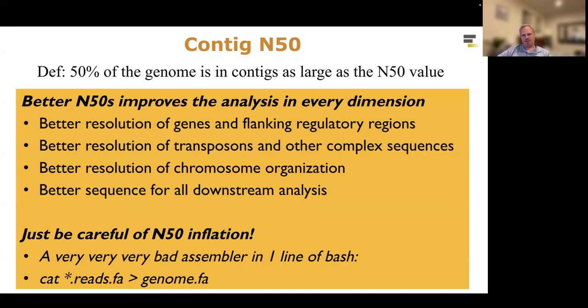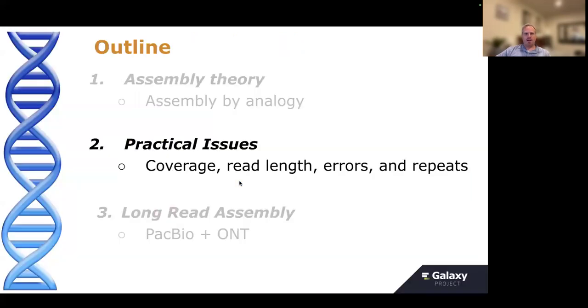One thing to be careful of is that there is potentially grade inflation. A very bad genome assembler just concatenates all the reads together, irrespective of the overlaps between them. If you're using small overlaps, the reads may overlap by one base, and this is just going to lead to nonsensical overlaps and nonsensical reconstruction. So we want those overlaps to be long. We want them to be confident. We want the genome to be correctly represented. Okay, so that hopefully introduces some of the concepts.